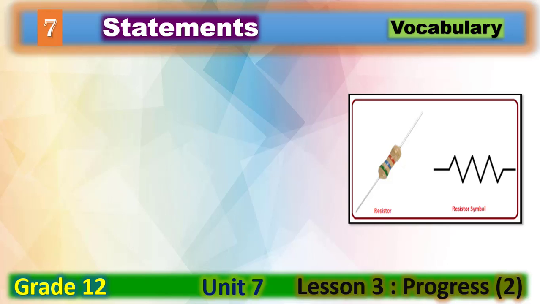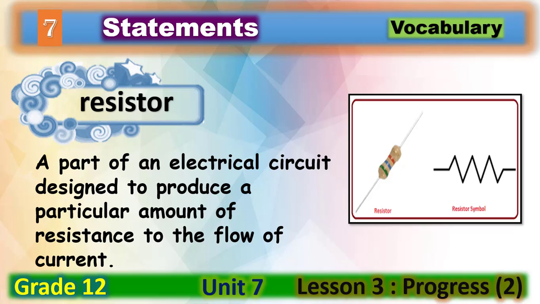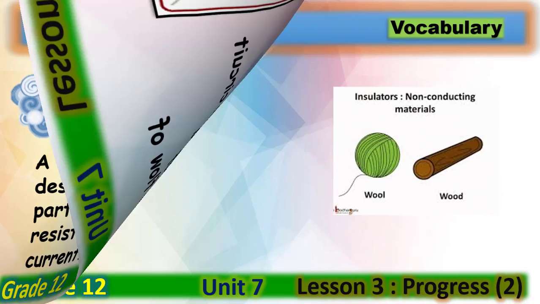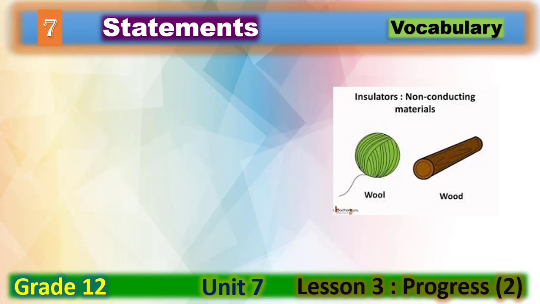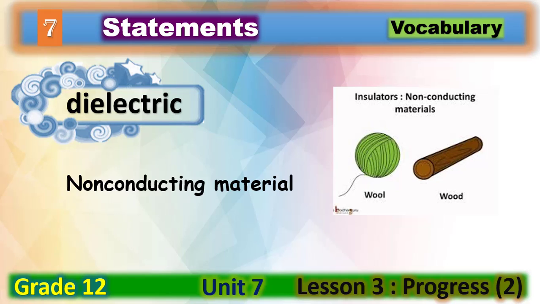The next word is resistor. It's a part of an electrical circuit designed to produce a particular amount of resistance to the flow of current. Now let's move to the last word, dielectric. It's a non-conducting material.